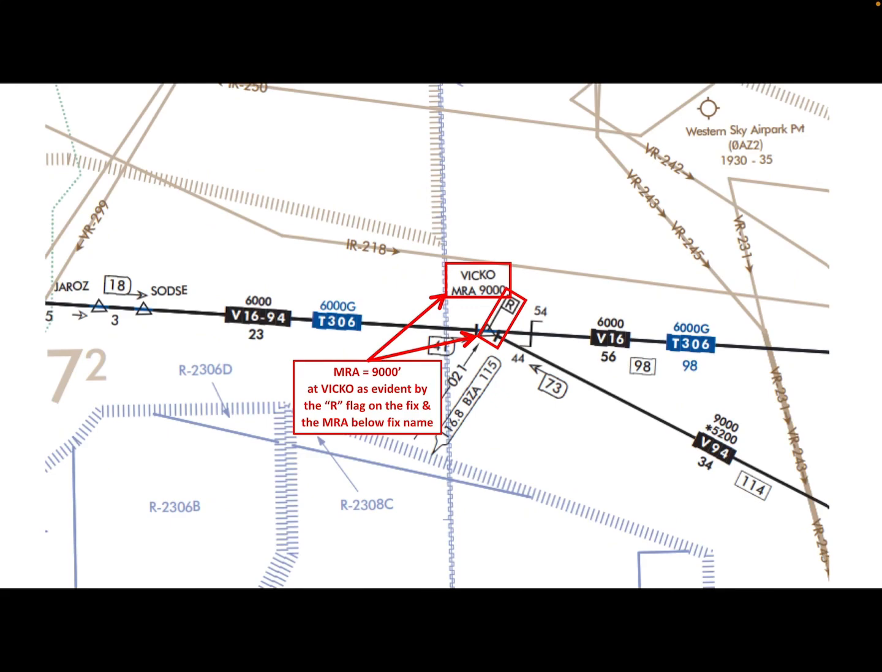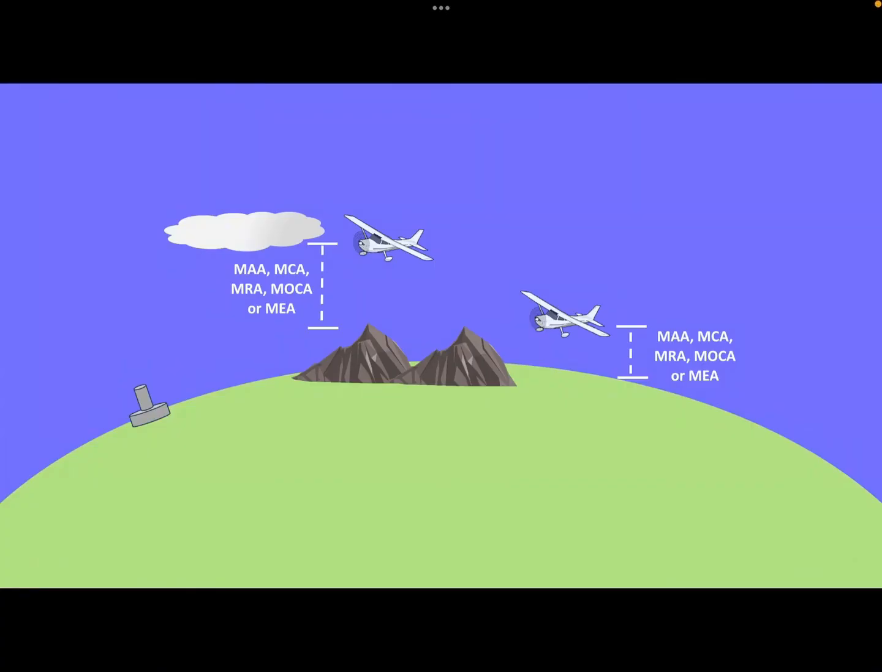Now, to summarize all these altitudes, you are guaranteed at least 1,000 feet of obstacle clearance in non-mountainous designated areas and 2,000 feet of obstacle clearance in mountainous designated areas on any of the following published altitudes: the maximum allowable altitude, or MAA, the minimum crossing altitude, or MCA, the minimum reception altitude, or MRA, the minimum obstruction clearance altitude, the MOCA, and the minimum en route altitude, the MEA.